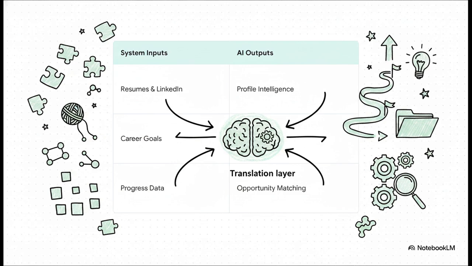Now here is where the real magic happens, the translation. Think of it like this. Your raw, scattered data gets transformed into a highly personalized career strategy. Your existing resumes and LinkedIn profiles, the system turns those into actionable profile intelligence. Your broad, kind of vague career goals and skills get synthesized into a crystal clear personalized roadmap. And your job targets and progress data, those feed straight into precise opportunity matching. The AI is basically the ultimate translator, taking the raw materials you already have and building the structured future you want.